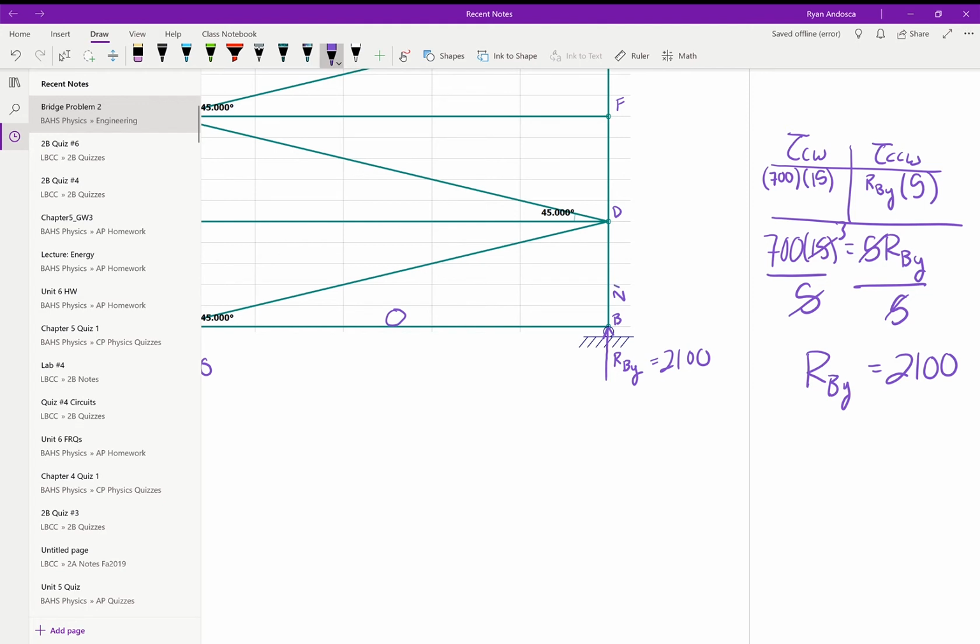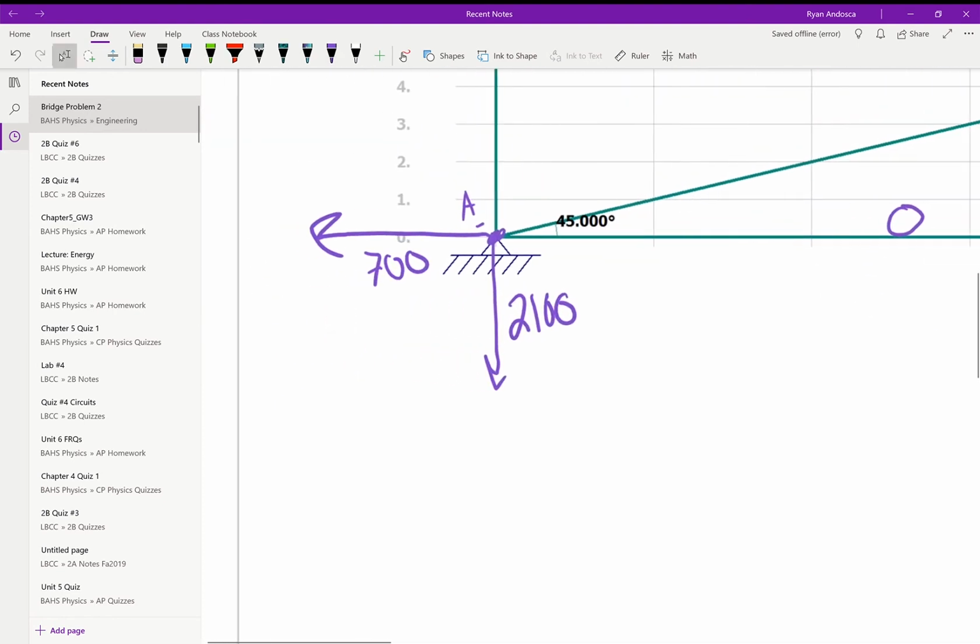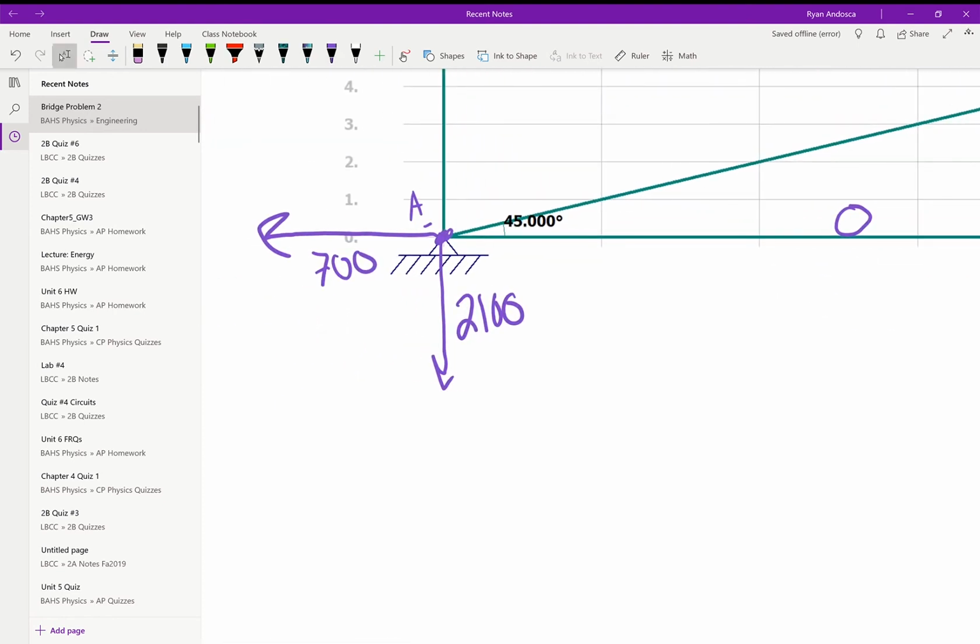Let me draw it sideways because it looks better. All right, so BD is a 2100 compression. Okay, so that's two members already solved. Now we can go ahead and come over to our other reaction area. So we can come over to A here.